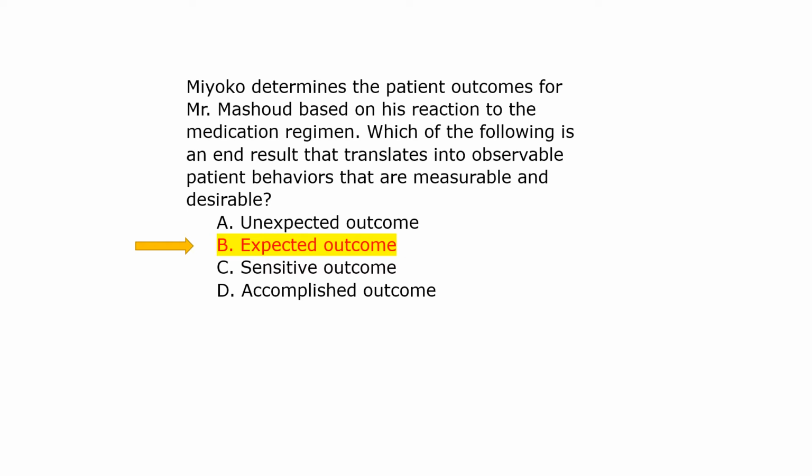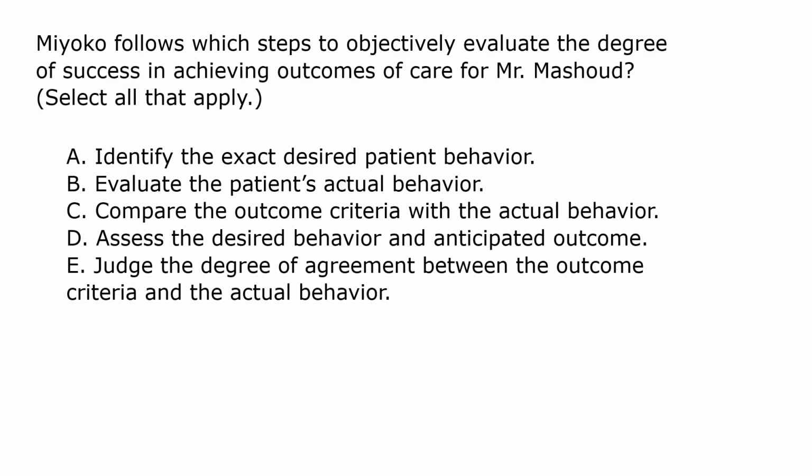Answer B. Expected outcome. Miyoko follows which steps to objectively evaluate the degree of success in achieving outcomes of care for Mr. Mashoud? Select all that apply. A. Identify the exact desired patient behavior. B. Evaluate the patient's actual behavior. C. Compare the outcome criteria with the actual behavior. D. Assess the desired behavior and anticipated outcome. E. Judge the degree of agreement between the outcome criteria and the actual behavior.